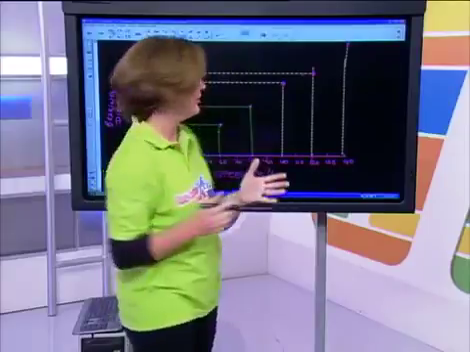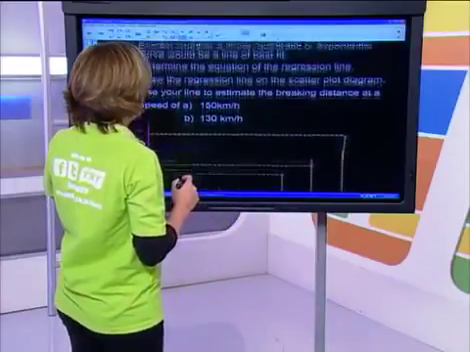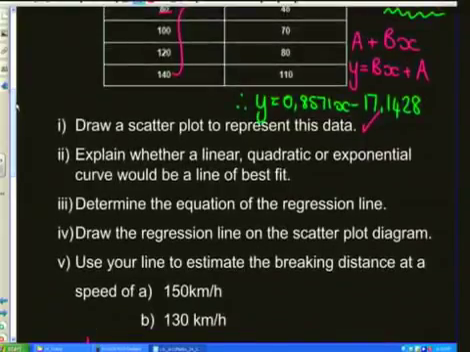Okay, so looking good. So that's the equation, guys. And you can see through the help of your calculator, it's actually very straightforward. You've just got to remember the sequence of keys. Okay. Right, so determine the equation of the line of regression. We've done that. And now they're asking us to draw the regression line on our scatter plot.